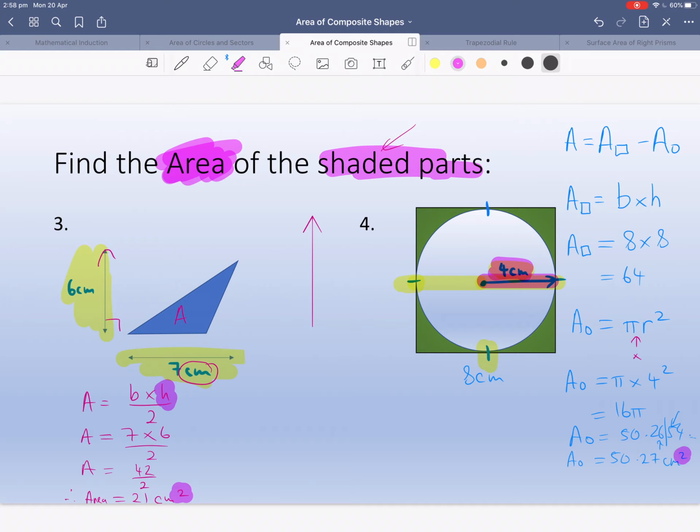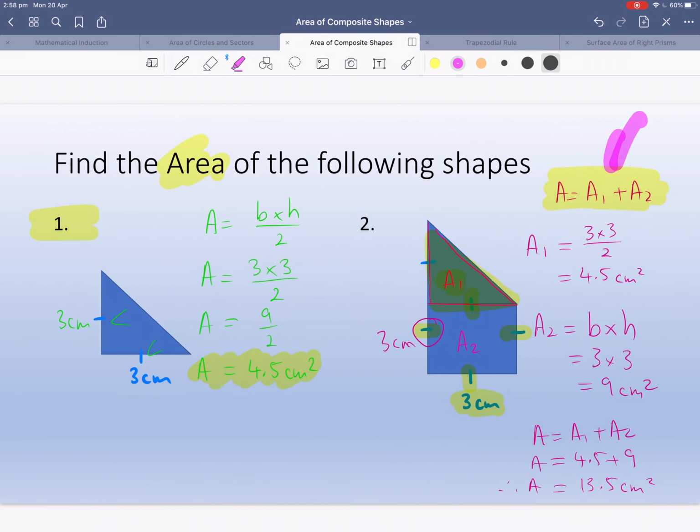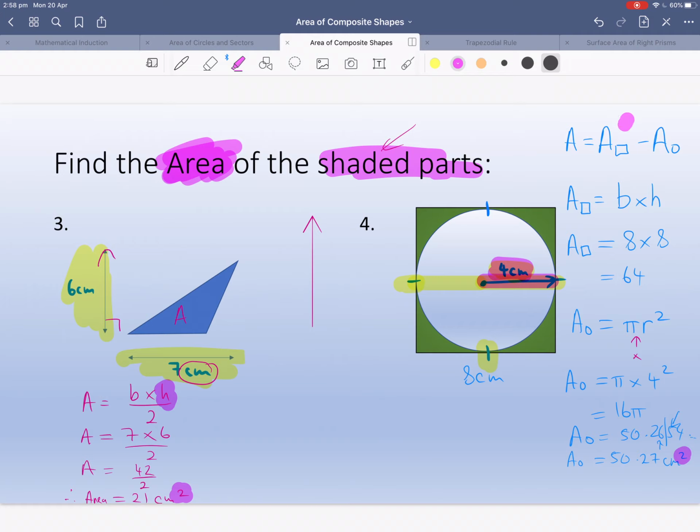Alright, so that is a composite shape. In this one, we were adding. In this one, we're subtracting because there's a big hole in the middle here. Okay, so it's up to you to be aware of these things. Anyway, I hope that helps.